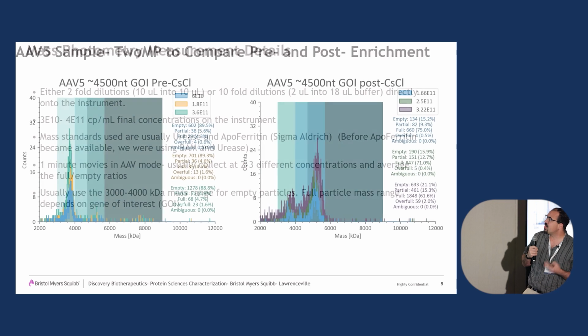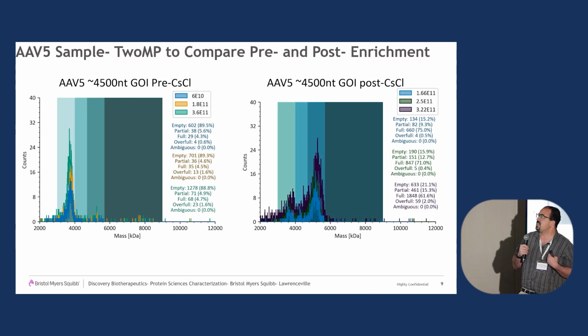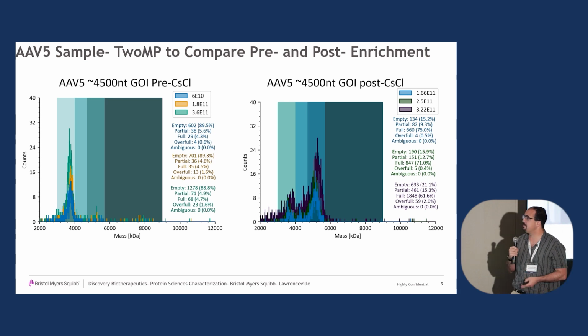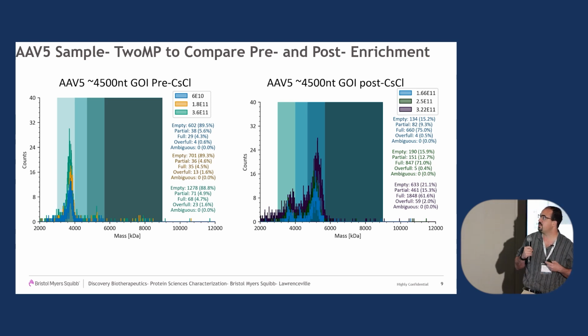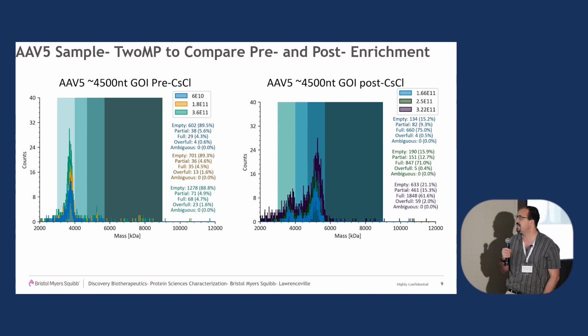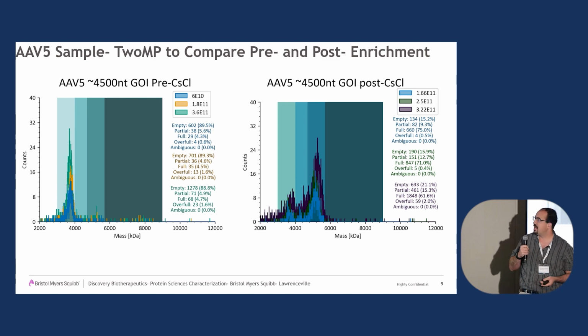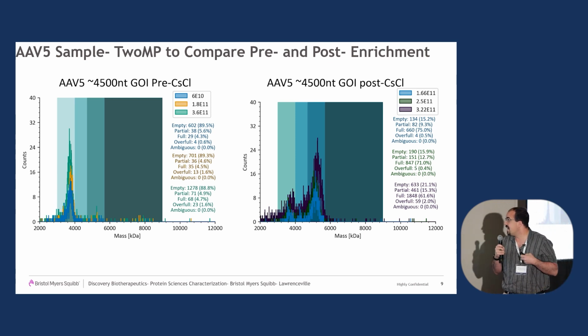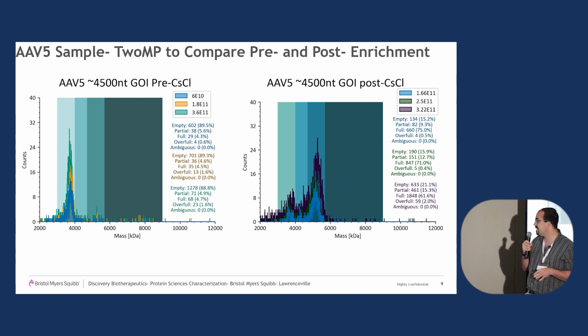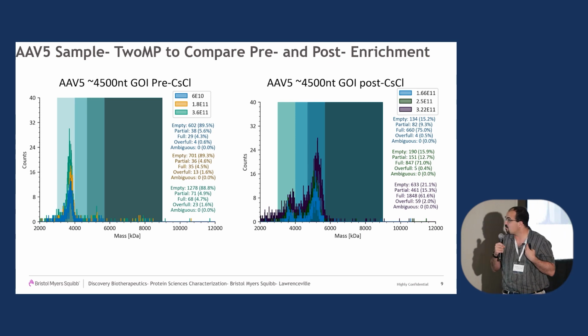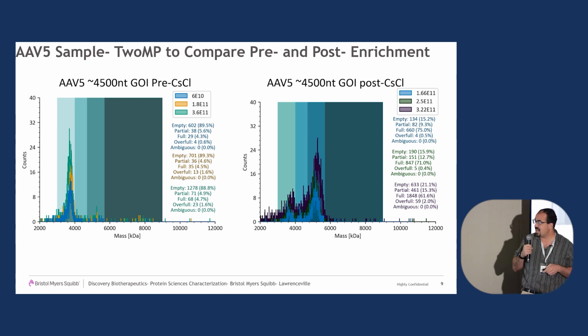So the first data set that I want to show you is taking a look at pre-cesium chloride gradient and post-cesium chloride gradient of an AAV5 sample with a 4,500 nucleotide gene of interest. When we take a look at this sample, we're getting mostly empties when we're looking at our pre-cesium chloride. And after we do our cesium chloride enrichment, we're getting fulls in the 62 to 75% range at various different concentrations. And this was showing us really good data.